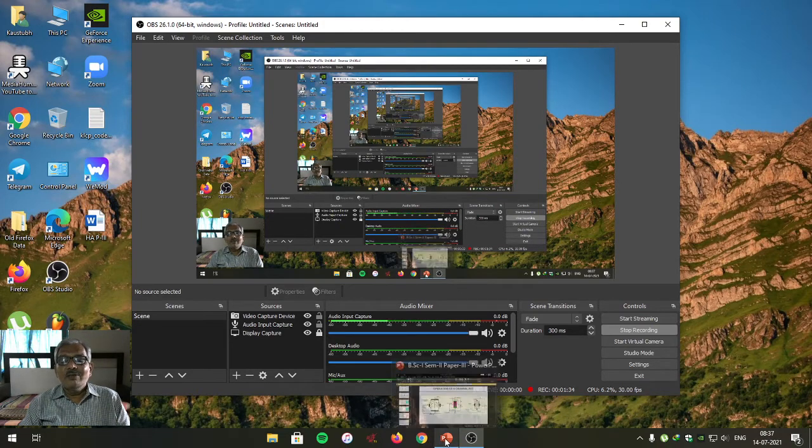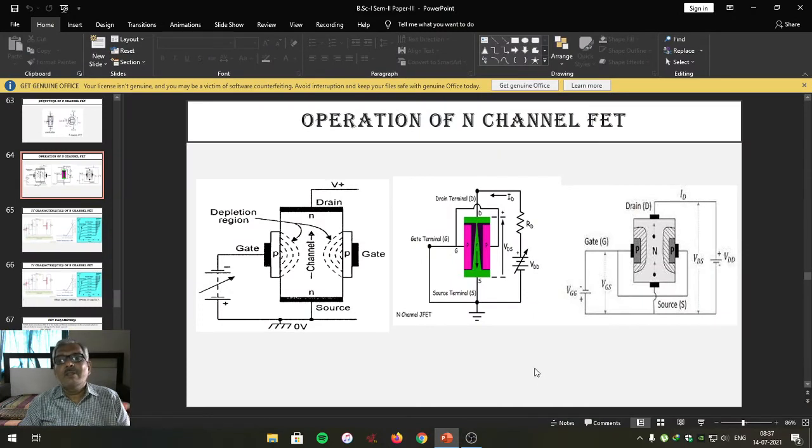Student friends, today we are going to consider the biasing of N channel FET, which we can also call the operation, or working, of N channel FET. Friends, try to remember, here we are going to consider the working of only N channel FET, but you have to prepare yourself for the operation of P channel FET. Let me begin with operation of N channel FET.